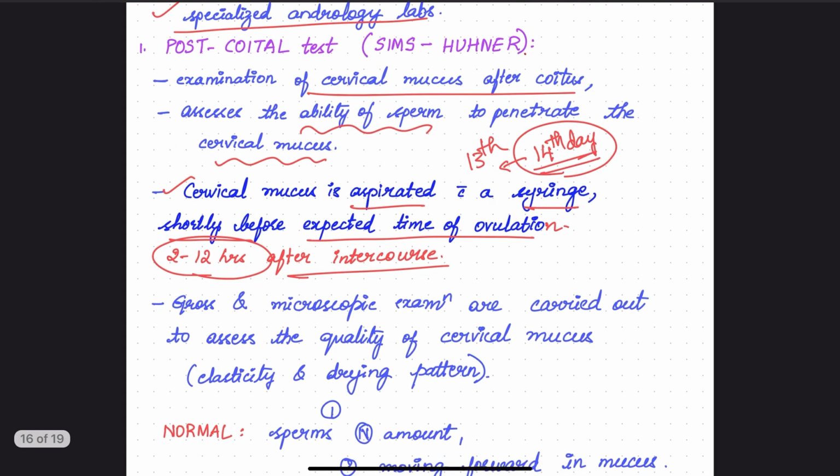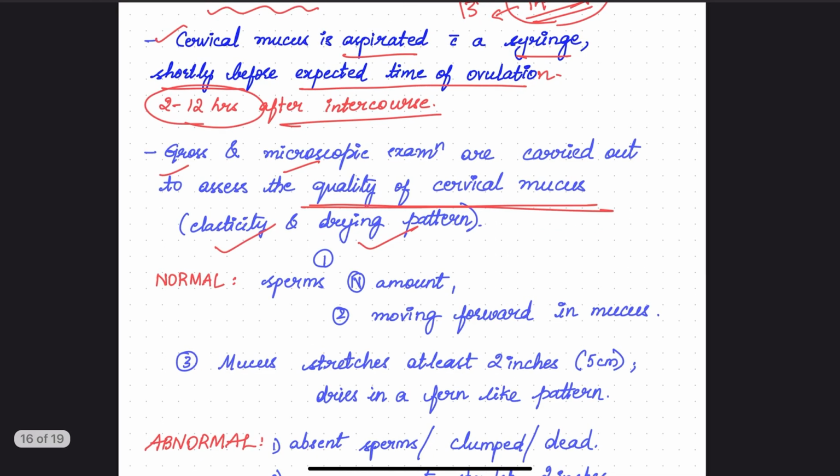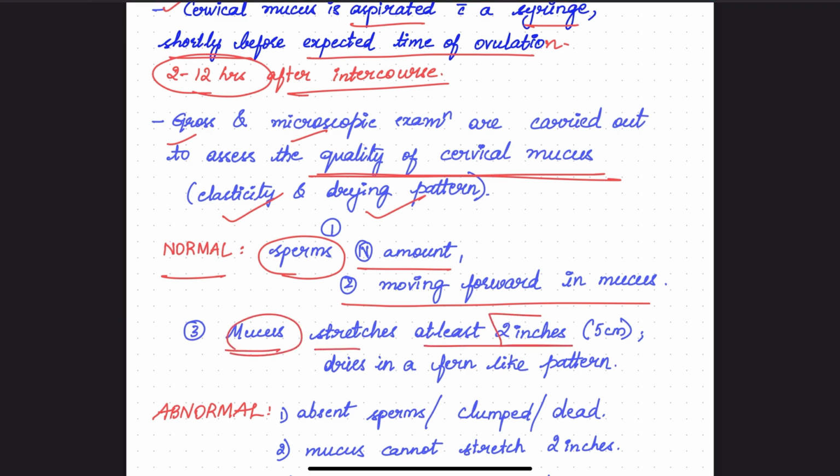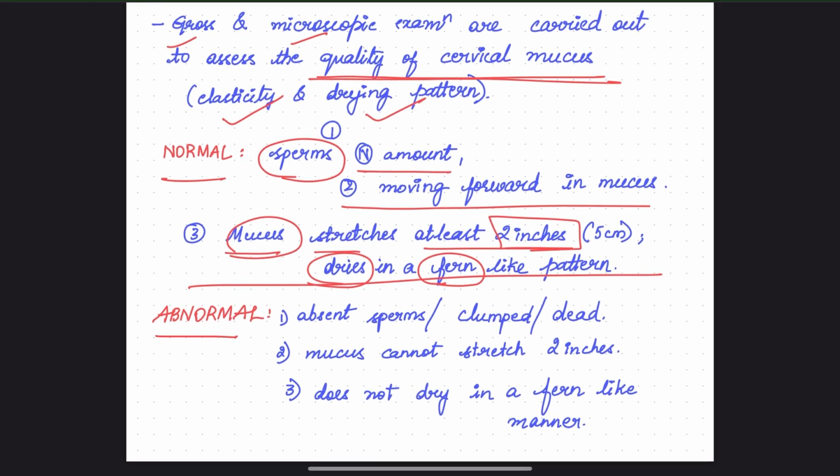You do gross and microscopic examination of that cervical mucus to assess its quality. You check for elasticity and drying pattern. Normally, the cervical mucus shows a normal amount of sperms moving forward in the mucus. The mucus stretches at least 2 inches and dries in a fern-like pattern. These are the normal parameters. What is said to be abnormal? When you check the cervical mucus, it does not show sperms, or shows clumps.